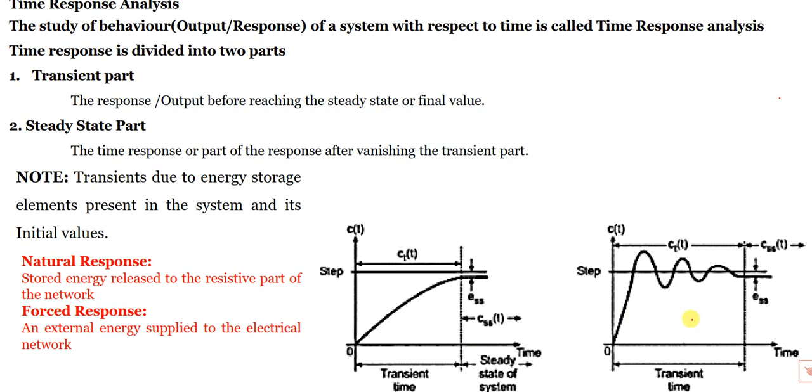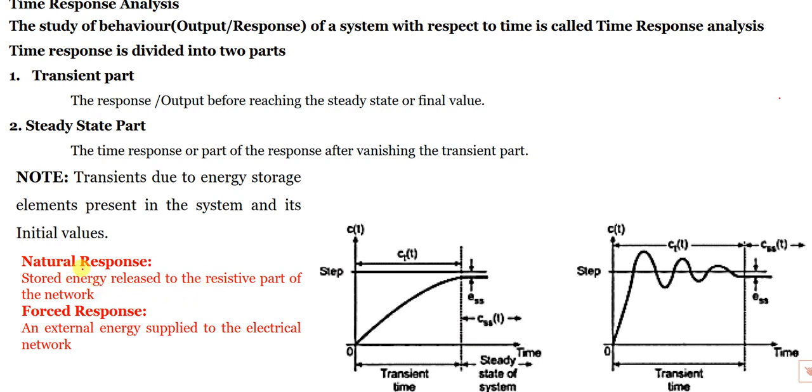That is because of the energy storage elements present in the circuit. Note, transients are due to energy storage elements, that is, the capacitors and inductors present in the system and their initial values. Suppose a capacitor already has some initial voltage, and an inductor already has some initial current flowing. All of that results in this type of transients, and finally it will reach steady state.